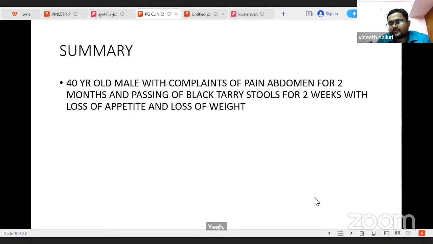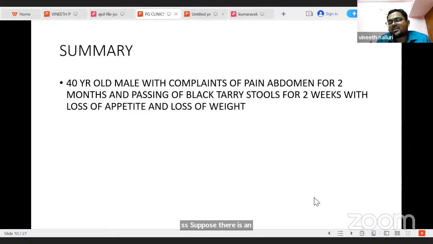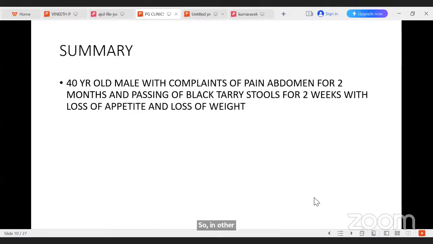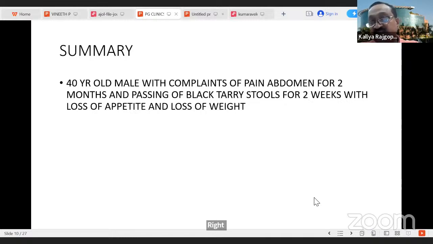Unless, suppose there is an antral obstruction, pyloric antrum, what do they complain to you? Pyloric antrum obstruction, patient will have symptoms of gastric outlet obstruction. And you already mentioned the bile, the undigested food and all that. What I wanted is a ball rolling sensation. So, in other words, some people may also complain of pain abdomen. Usually, it is not a common complaint unless it is an advanced stage, right? With posterior infiltration, etc.